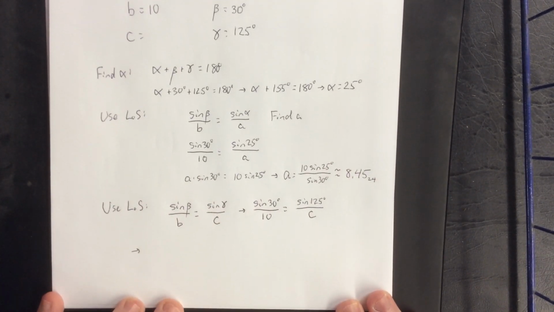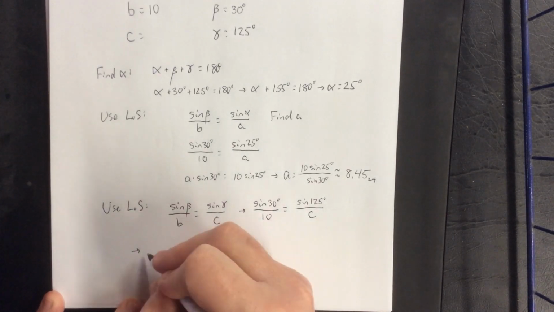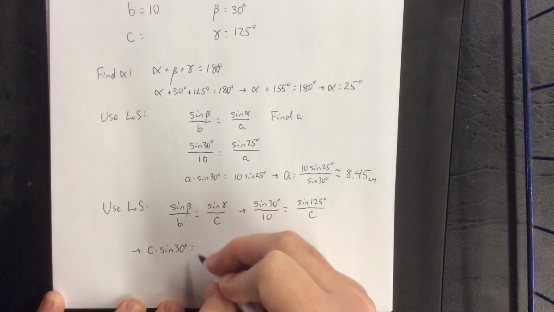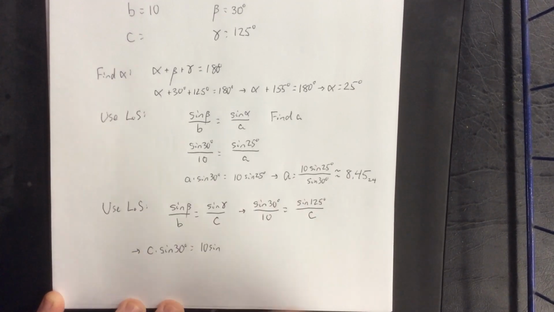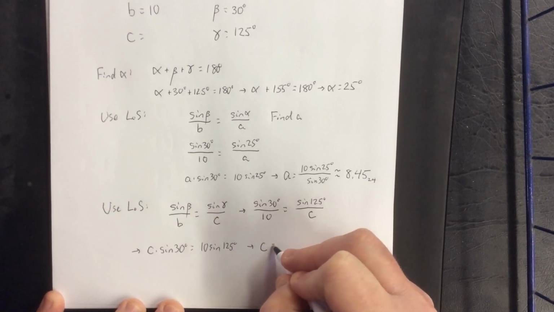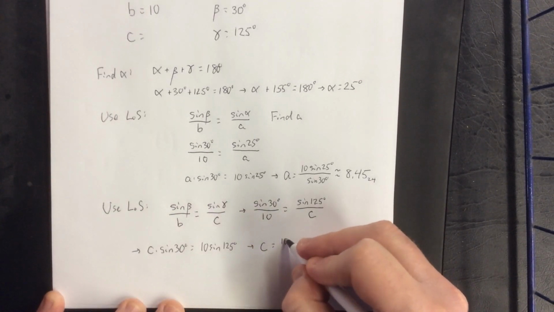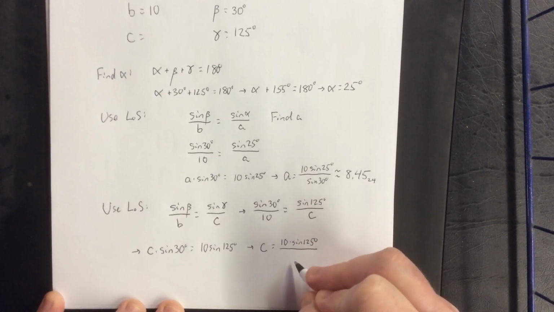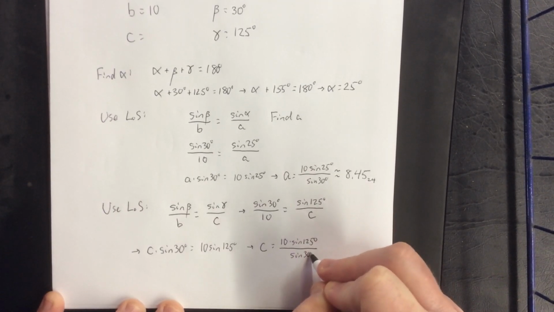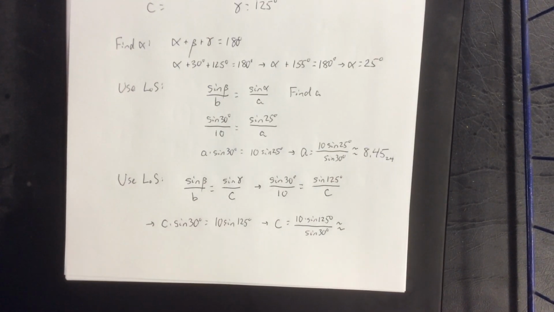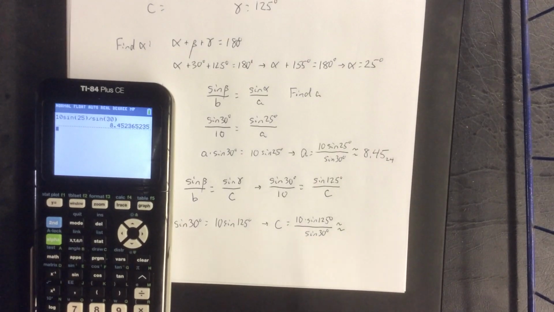Similar to the algebra we just did, we can cross multiply and get C times the sine of 30 degrees is equal to 10 times the sine of 125 degrees. Dividing by the sine of 30 degrees will get us to our final answer, 10 times the sine of 125 degrees, all over the sine of 30 degrees. If we're interested in approximating, which I am, you'll notice that there's not a whole lot that needs to change in our previous result.